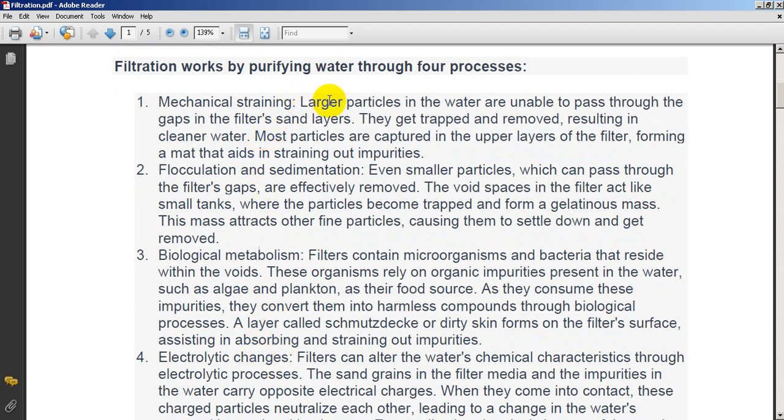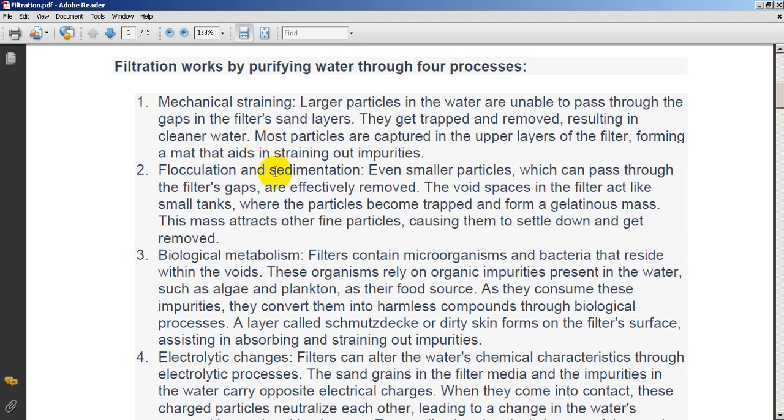Mechanical straining. Larger particles in the water are unable to pass through the gaps in the filter's sand layers. They get trapped and removed, resulting in cleaner water. Most particles are captured in the upper layers of the filter, forming a mat that aids in straining out impurities.